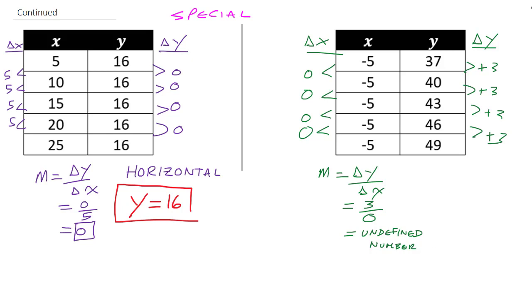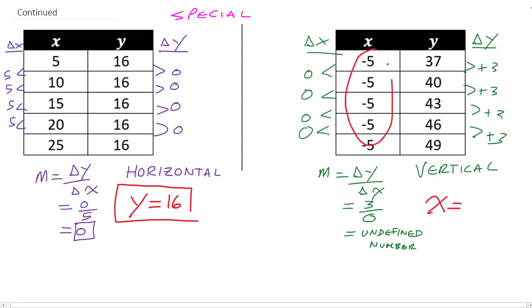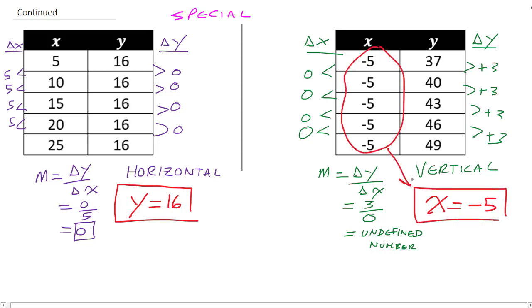So you have to know at this point, when you have an undefined slope, what does that mean? It means you have a vertical line. And how do we write the equation of a vertical line? We just write x equals the x-coordinate. All the x-coordinates are negative 5. So I just write x equals negative 5 and I'm done. Now, if you had noticed that before anything, you could have skipped all this work and just written your answer and been finished, the end.